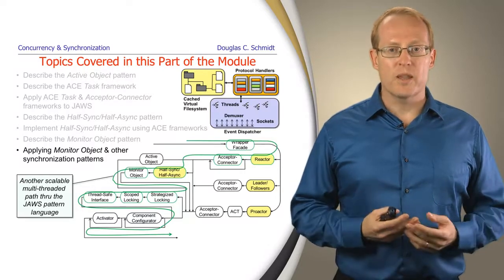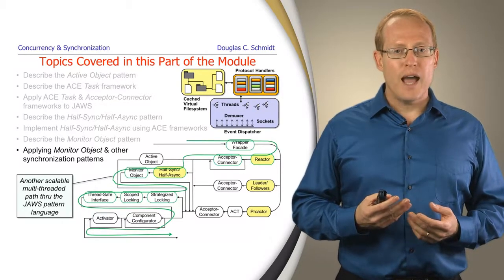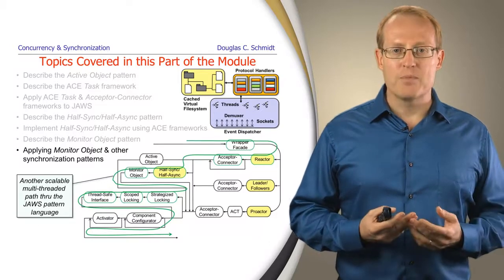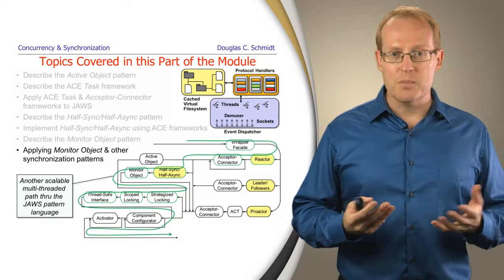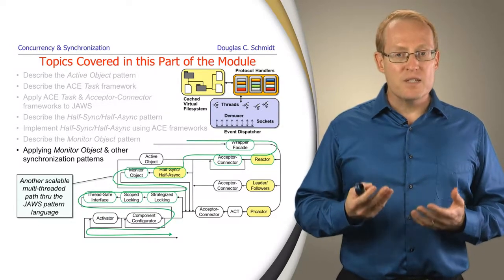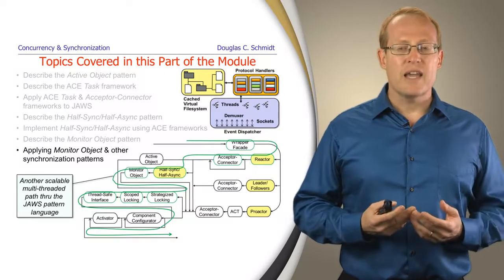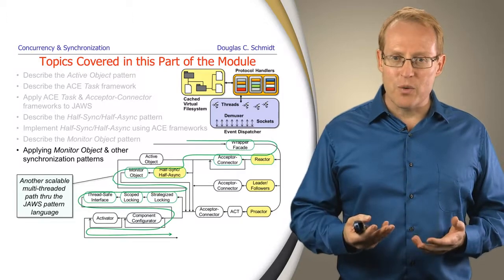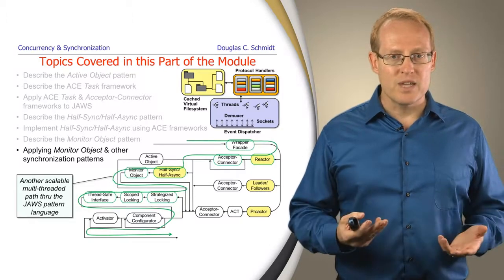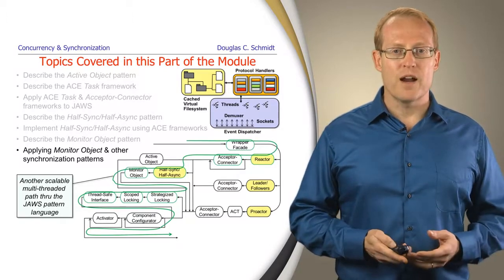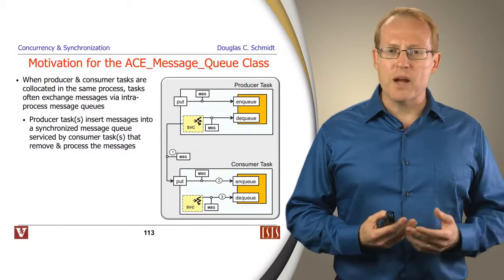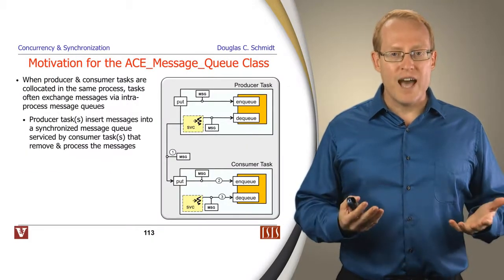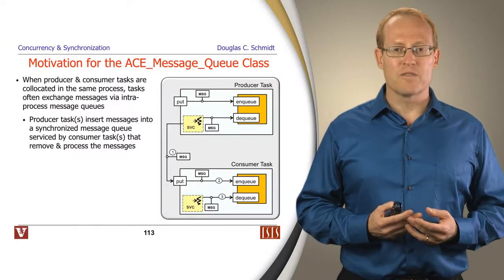What we're going to do in this part of the module is explore how we might apply monitor object along with a number of other synchronization patterns to implement the ACE message queue class, and use this in order to flesh out a bit more of our pattern language relating to scalability in a multi-threaded or multi-core environment. Let's first start by talking a bit more about what we need an ACE message queue class for in the first place.